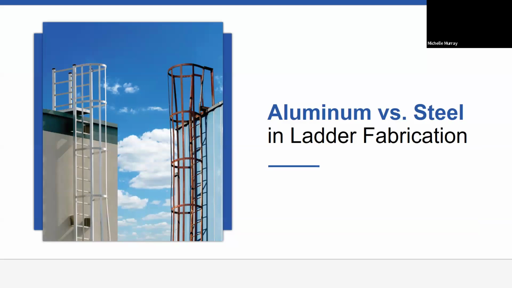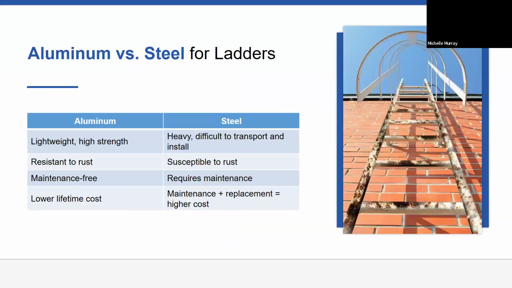So in this section, we're going to go over some of the differences between aluminum and steel ladders in ladder fabrication. Aluminum, as we talked about before, is a lightweight, high-strength material. Steel ladders are heavier, which makes them difficult and expensive to transport and handle. Aluminum is resistant to rust and corrosion.